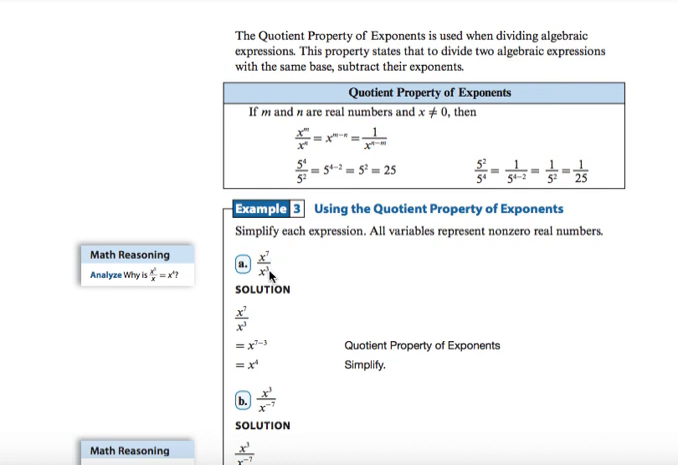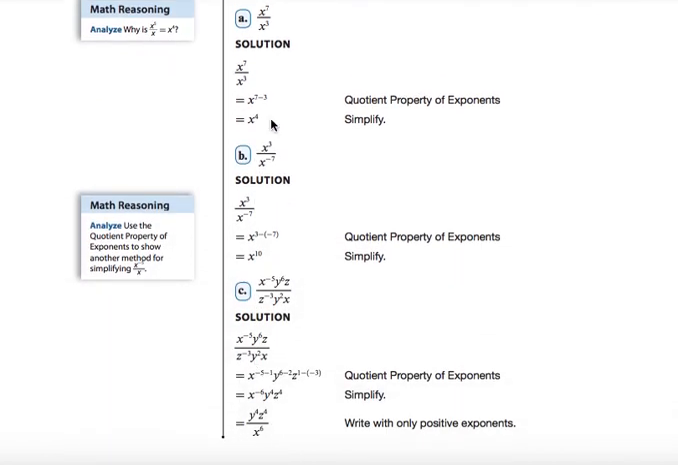So take a look at letter A. X to the 7th over x to the 3rd. You're going to treat this as 7 minus 3, which is 4, x to the 4th. In letter B, you've got x to the 3rd and x to the negative 7th. You've got 3 minus negative 7, so two negatives make a positive in this case, and it turns into a positive 10. Here's often what students don't do correctly, and they say 3 minus 7, and they think negative 4, but it's 3 minus a negative 7, so two negatives make that a positive in this case.